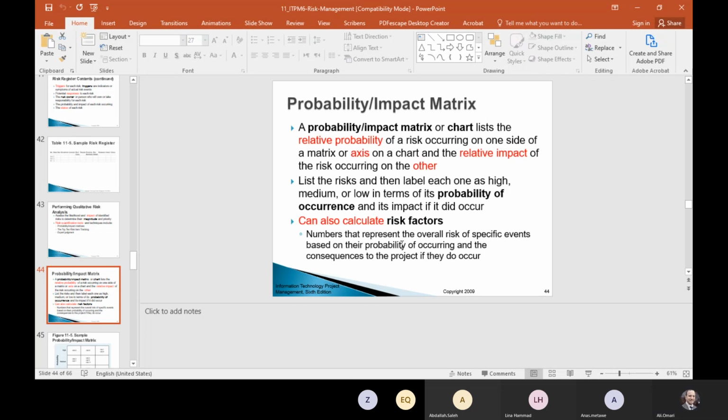And we can also calculate the risk factor. Risk factor: numbers that represent the overall risk of a specific event based on their probability. So if you know the probability of occurring and the consequence, then you can calculate the risk factor.